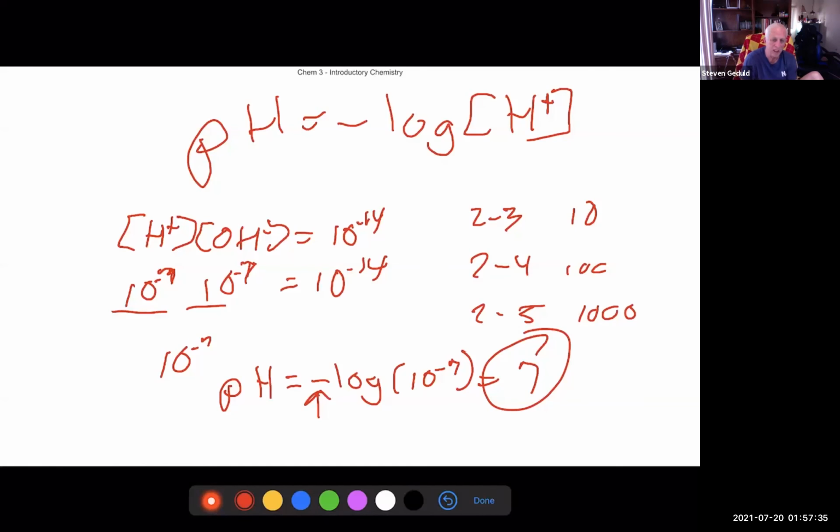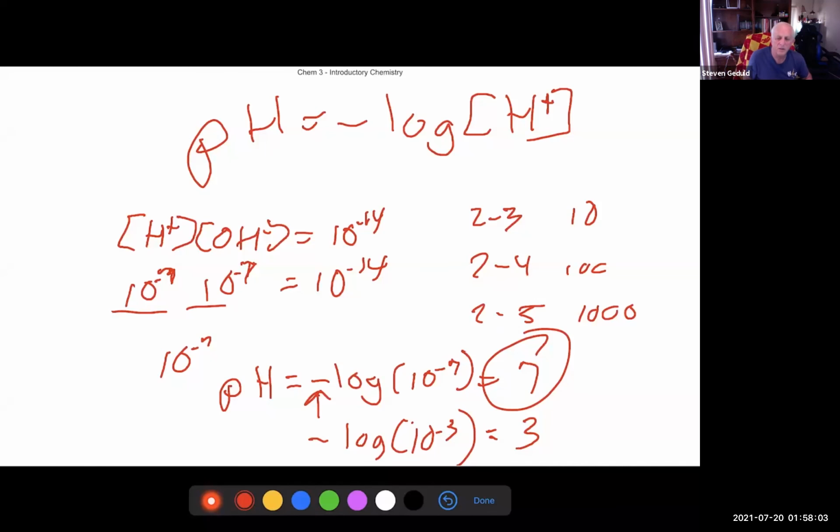Okay, so when you're looking at minus the log of 10 to the minus 3, 10 to the minus 3 is acidic, right? Because it's greater than 10 to the minus 7. Okay. Minus the log of 10 to the minus 3 gives you a pH of 3. So when the numbers go down on the pH scale, it's getting more acidic. Okay. When the numbers go up, it's becoming more basic.